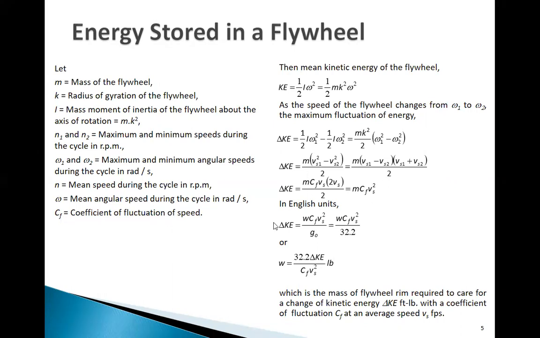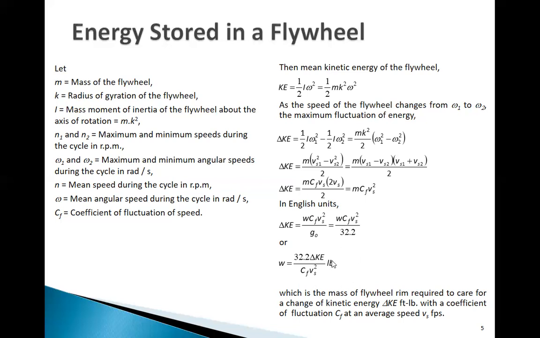So in the English units, delta K is equal to W C F P S squared over G sub O, or W times C F P sub S squared over 32.2. Or W is equal to 32.2 times delta K over C F P S squared, in pounds.